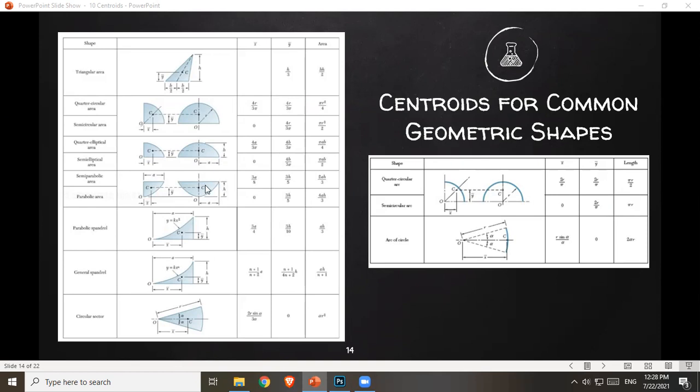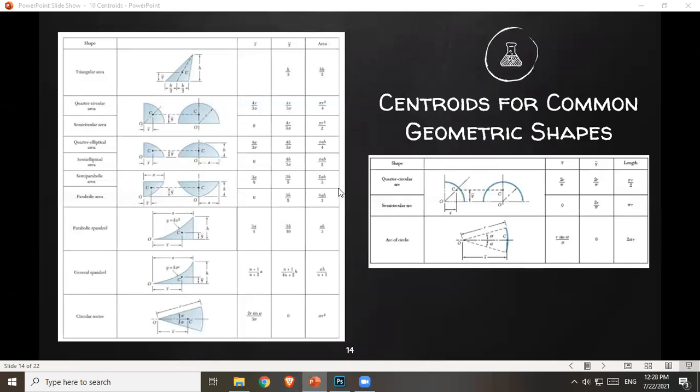H is your height. And then for a parabola, so parabolic area, x bar again is 0 if your reference is on the center, rather here on its line of symmetry. And then y bar is 3h over 5. So same with your semi-parabola.